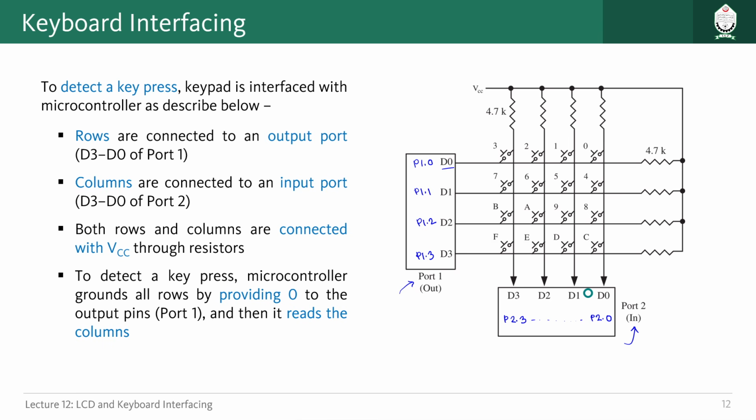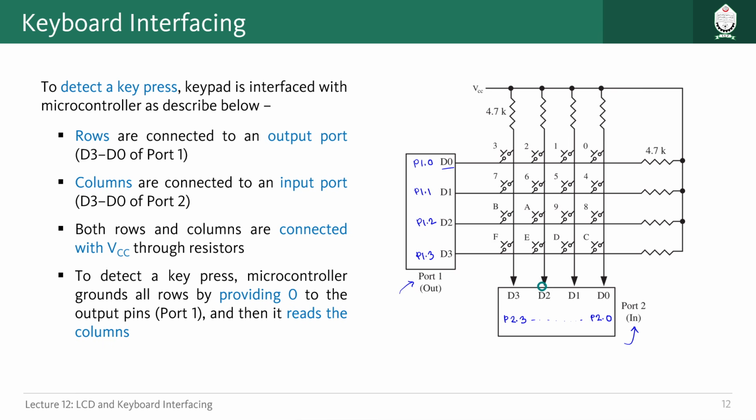And what we are going to do is make all of these pins of port 1 logic 0. Because this will be used as the output port, all of the pins will be given logic 0, so that all the rows are getting 0 here. And if we check the input pin port 2 here, we are going to see that generally, whenever no key has been pressed, we are getting 5 volts, right?